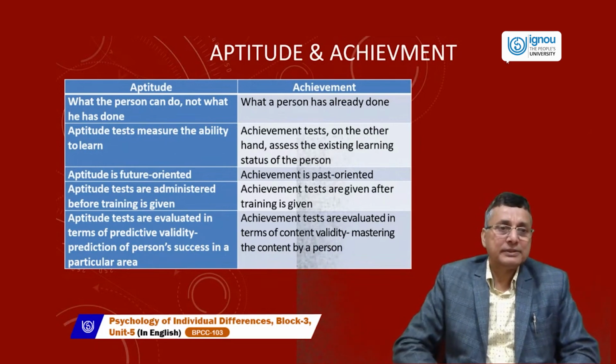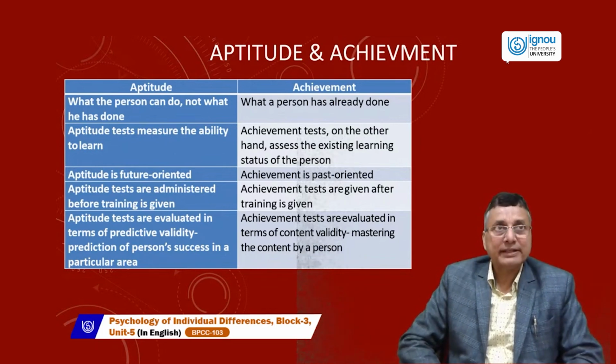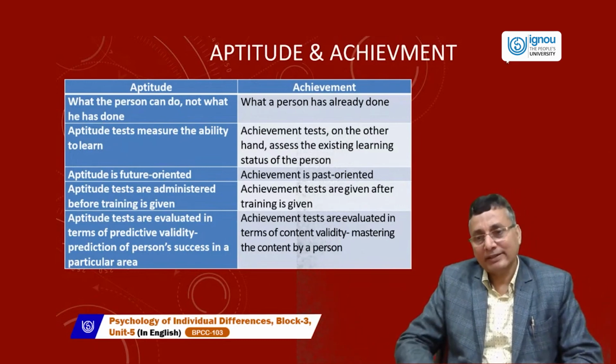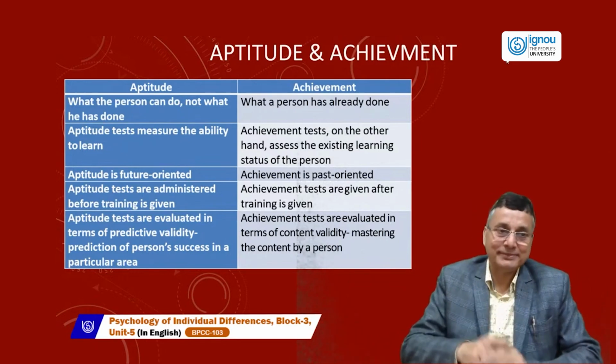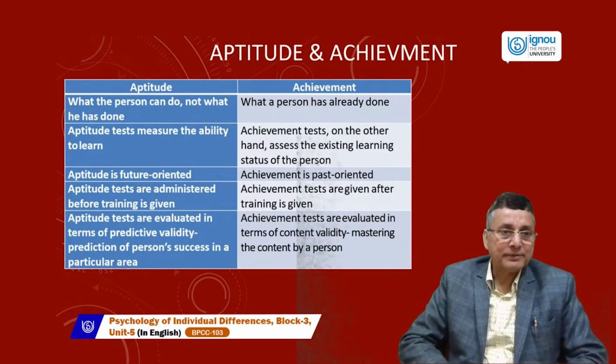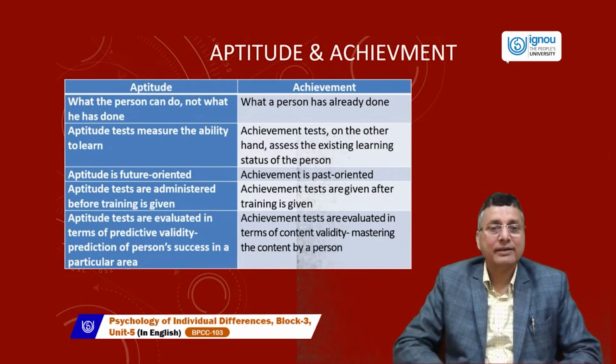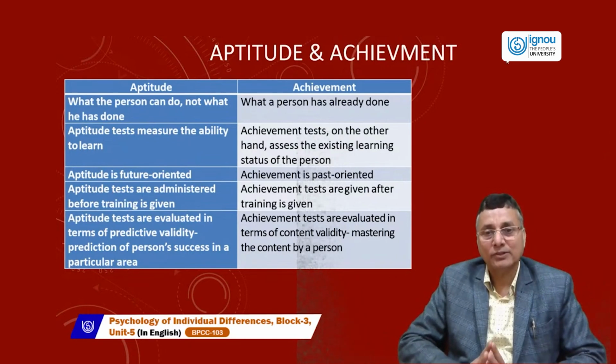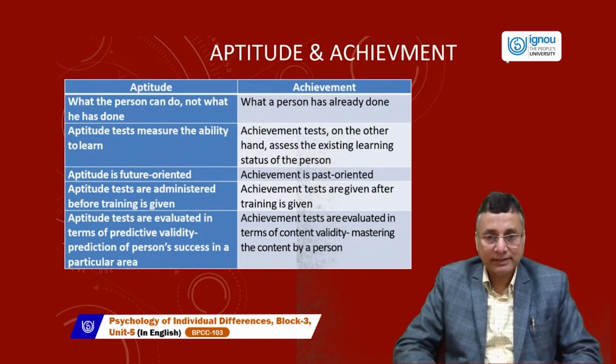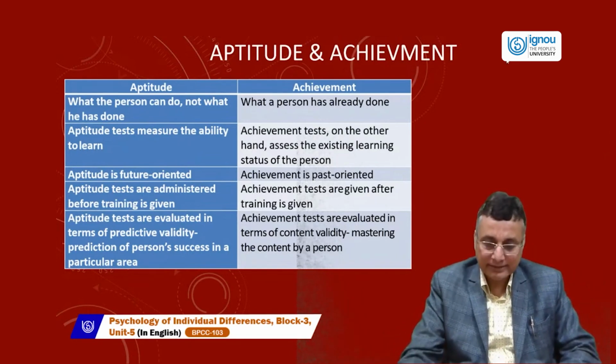So aptitude tests are administered before training is given. Achievement tests are given after training is given. So this is the difference. Then aptitude tests are evaluated in terms of predictive validity, prediction of a person's success in a particular area, whereas achievement tests are evaluated in terms of content validity, mastering the content by a person.